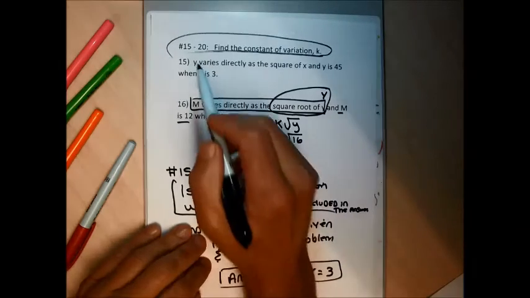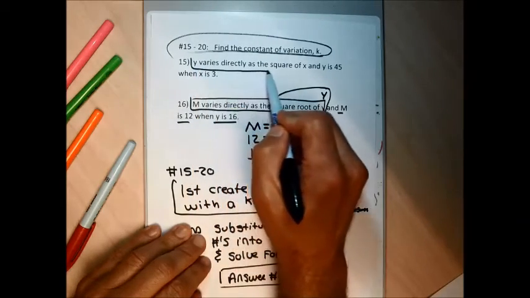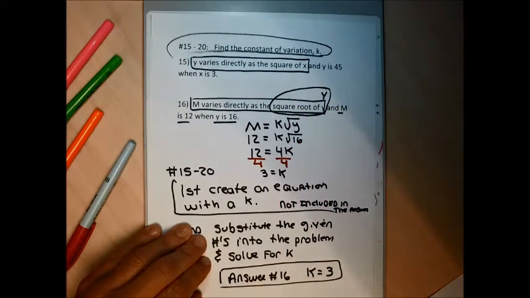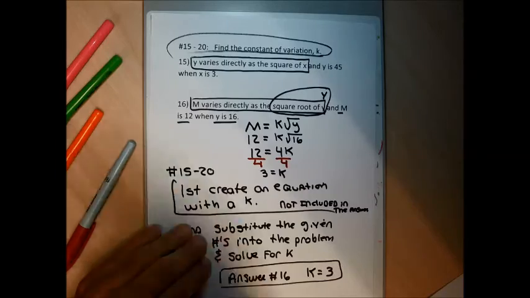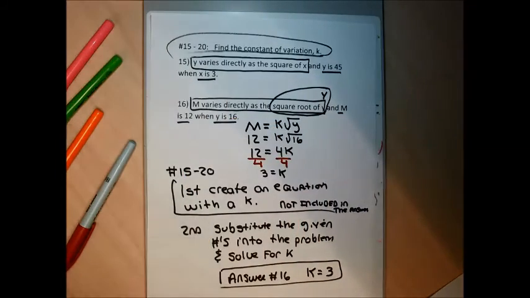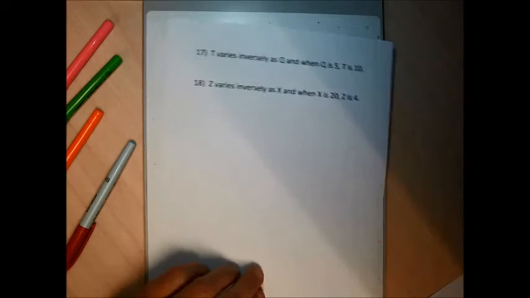So again, when you do problem 15, the first thing you're going to do is get up to there, create an equation with a k. Once you have that equation with a k, you're going to plug 45 in for y and 3 in for x. You're going to solve for k. Your answer is just going to be what k equals to. All right, 17 and 18.